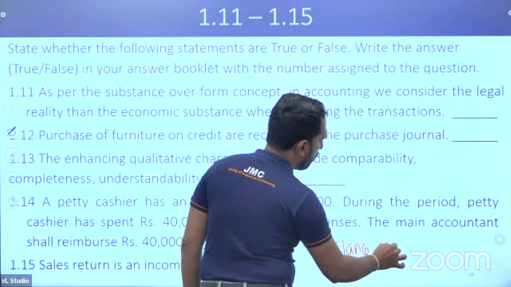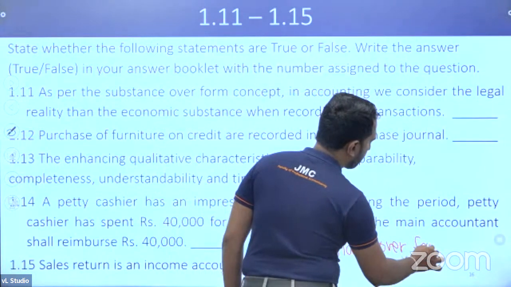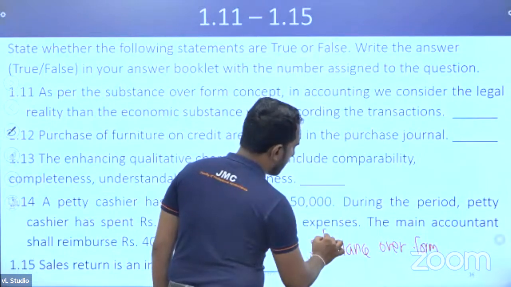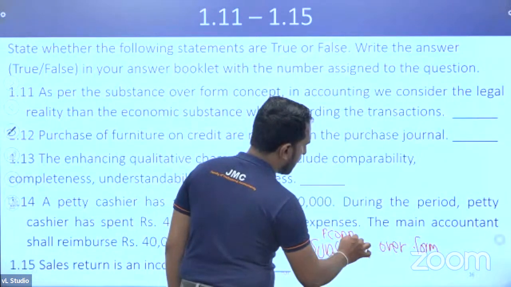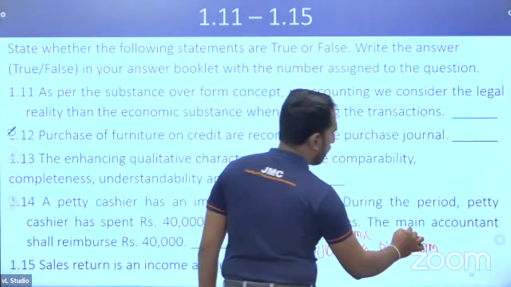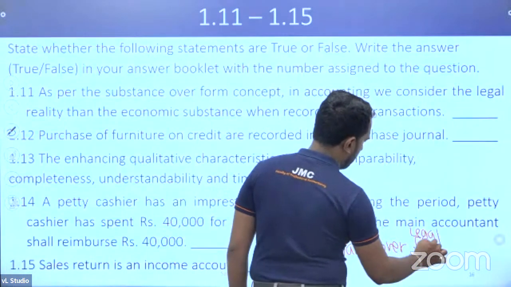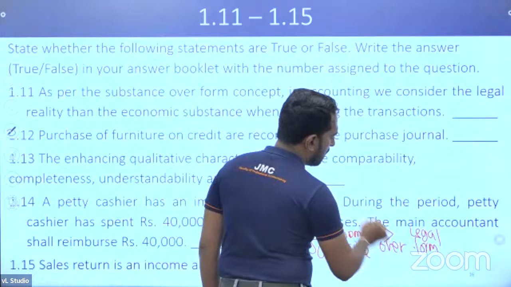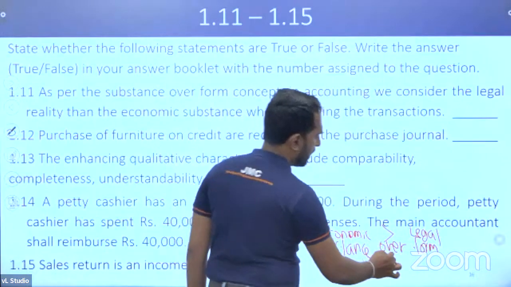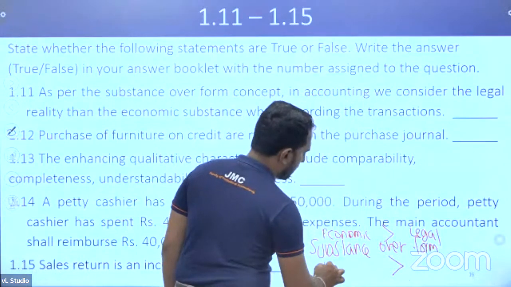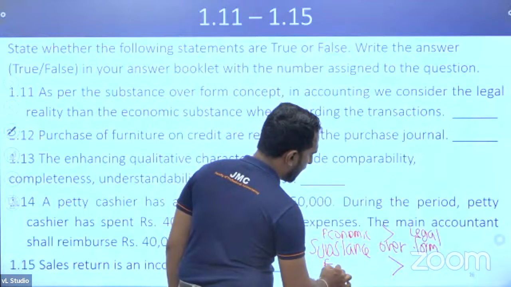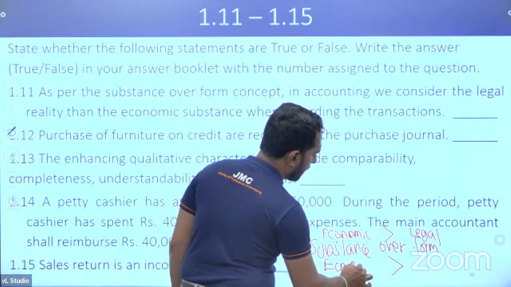I mean, substance over form. Substance means economic substance. Form means legal form. Over means substance is higher than form. In other words, economic substance means economic reality.